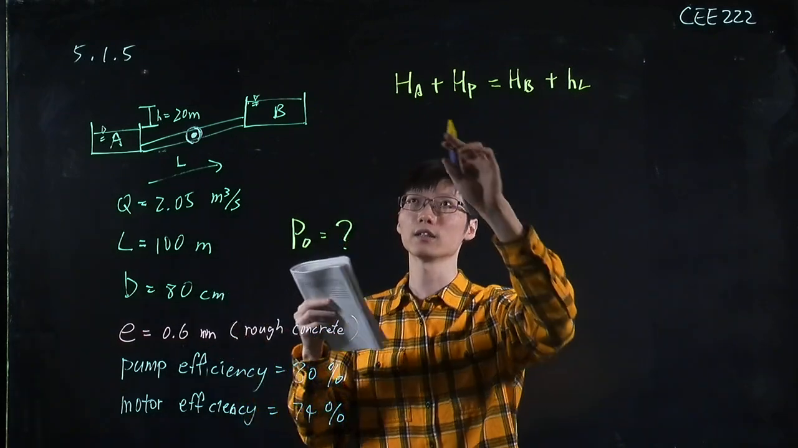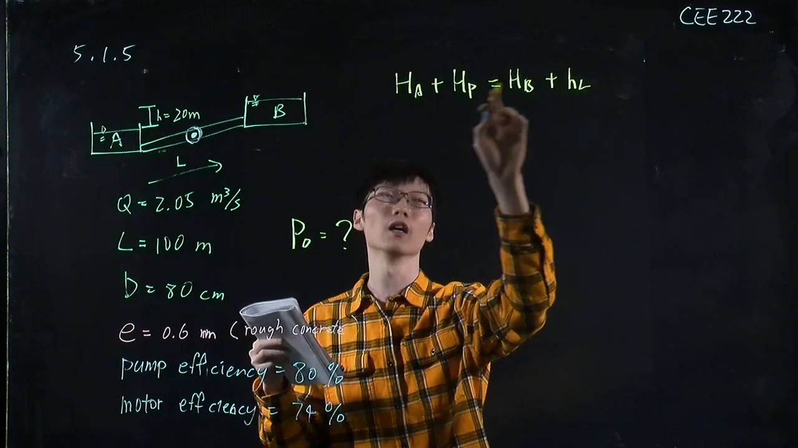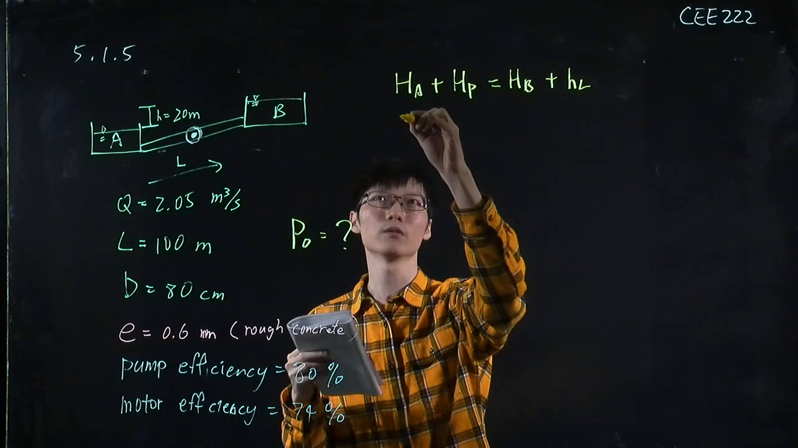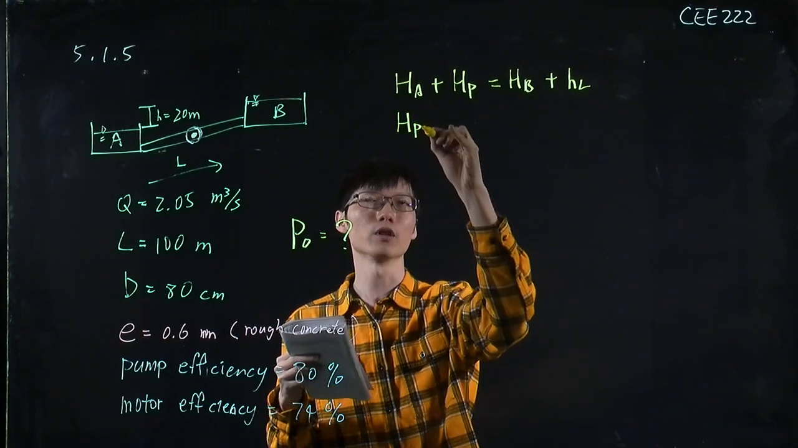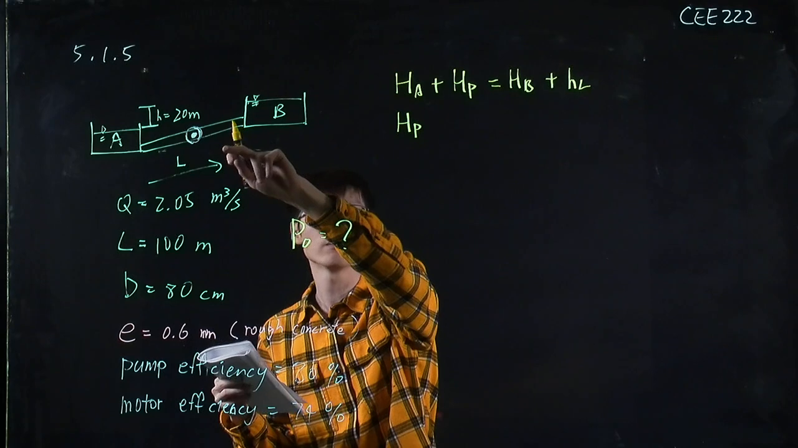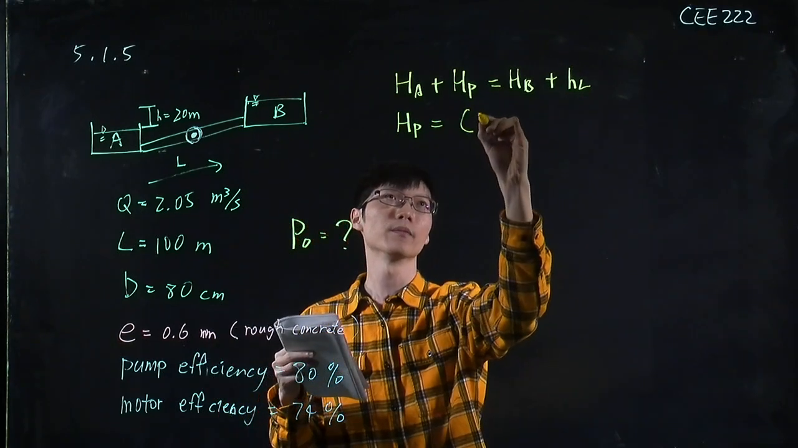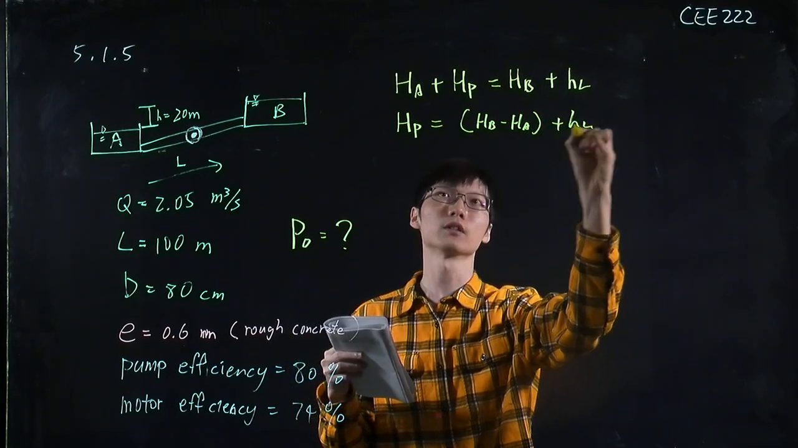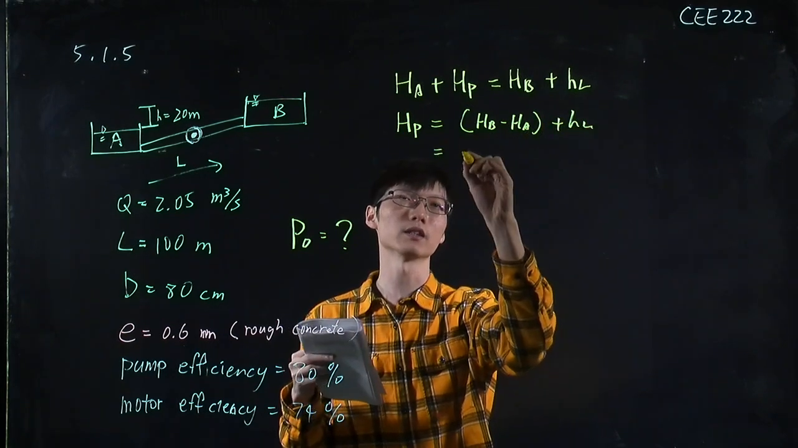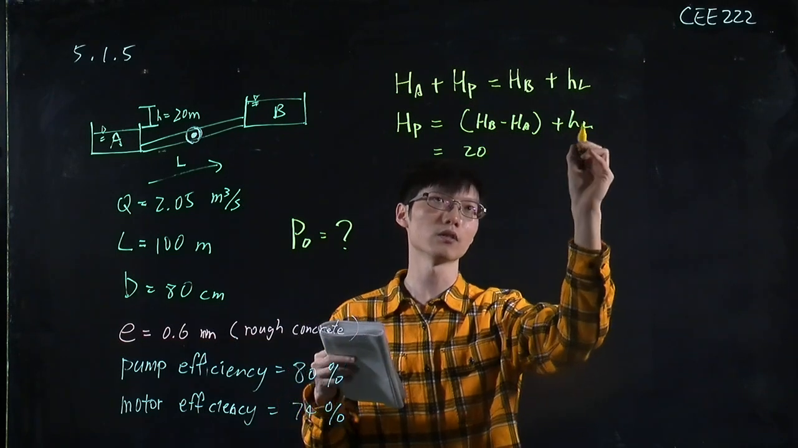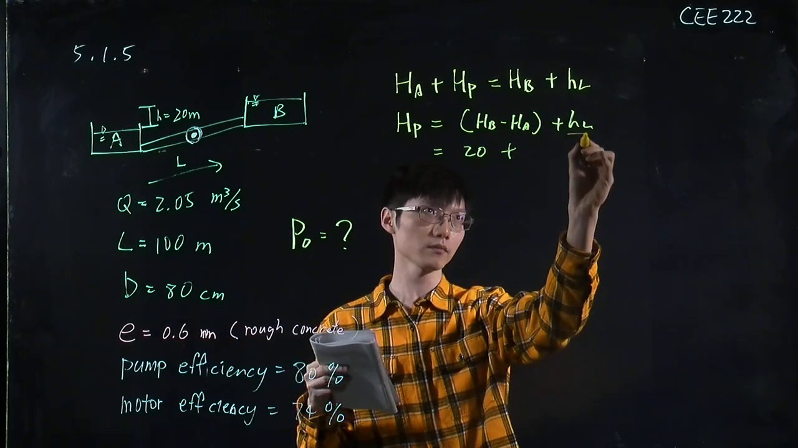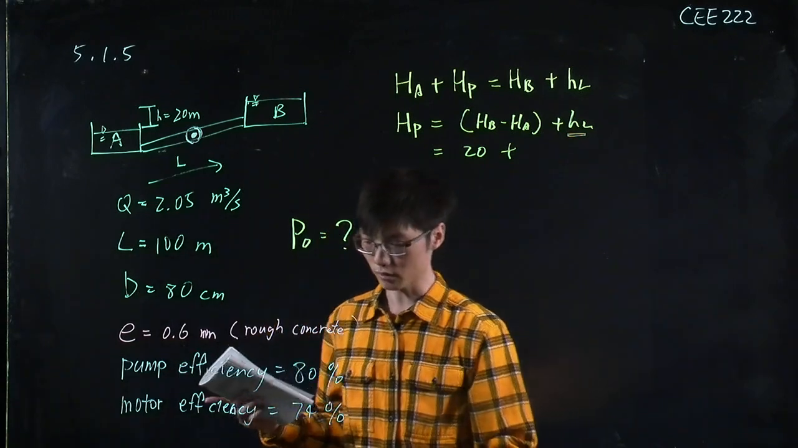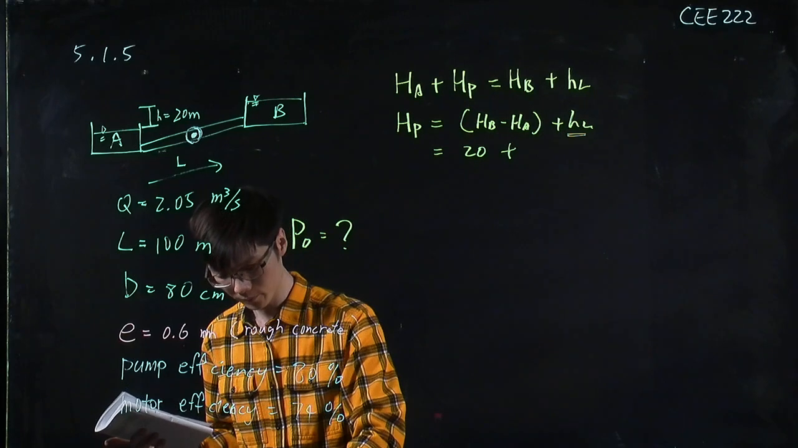And we already know that HB minus HA is equal to 20 meters. So the energy that we require from the pump will equal HB minus HA plus the head losses. And we know that HB minus HA is equal to 20. So the problem is we need to solve these head losses. Okay, so let's jump into the next section to calculate the head losses first.